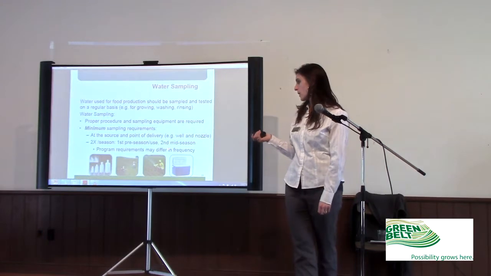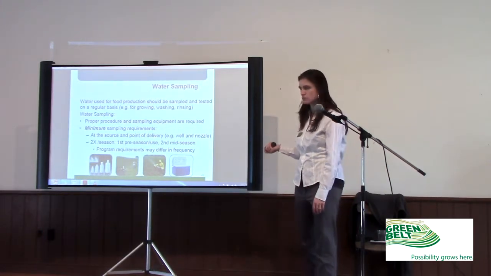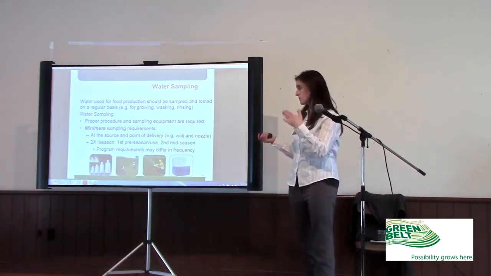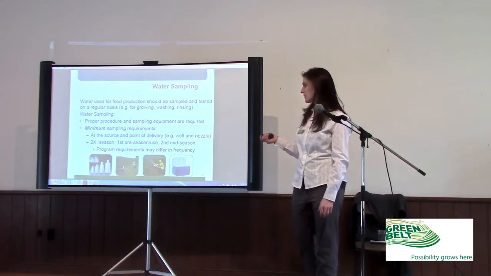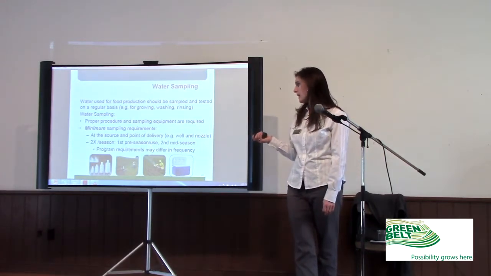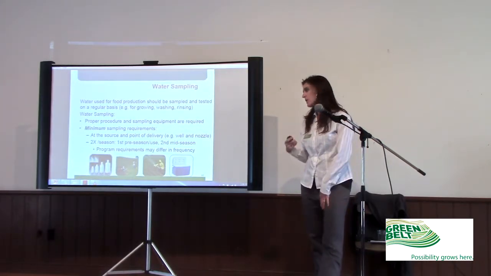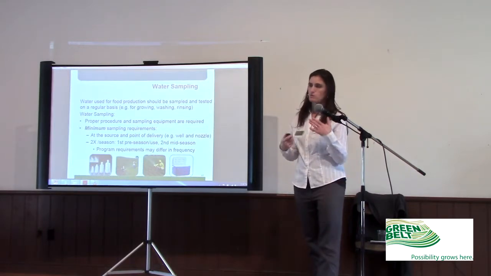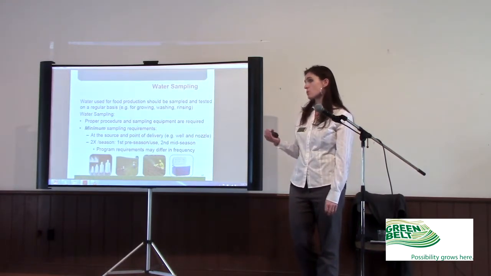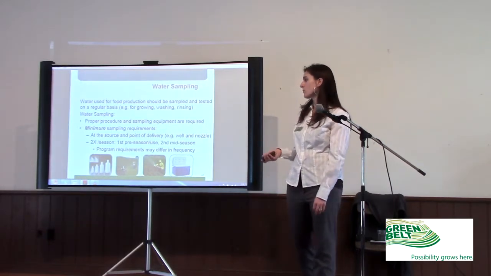So there are the minimum requirements. At your source and product delivery, for example, if you had a well and you were using that for irrigation, then you would sample at the well, or as close to the well as you could, and then at a nozzle delivery point if that was an option for you. Pre-season, prior to use, and then sometime during mid-season is the minimum requirement, but obviously the more the better, so that you can identify if there are trends or different times that are more appropriate, or if you need to refrain from using it closer to harvest. Those are things that can help you.